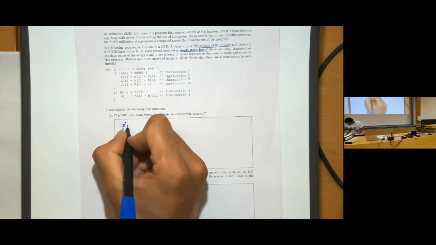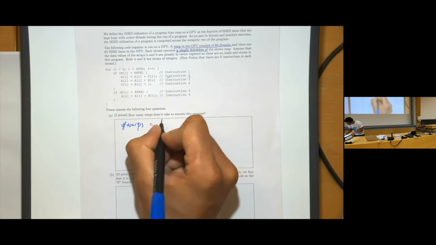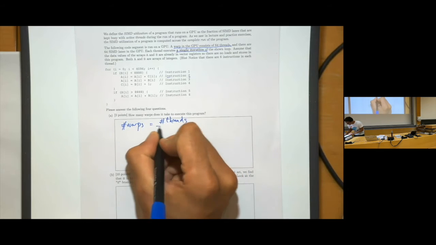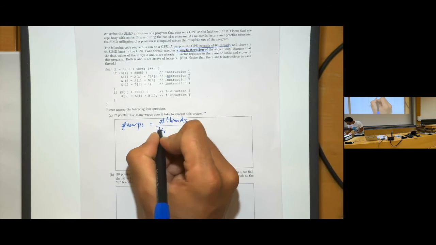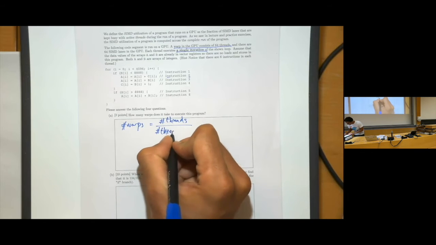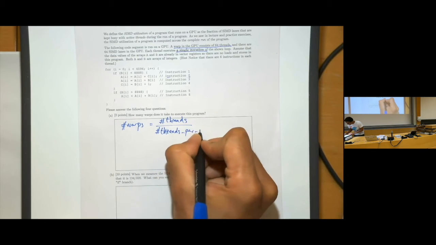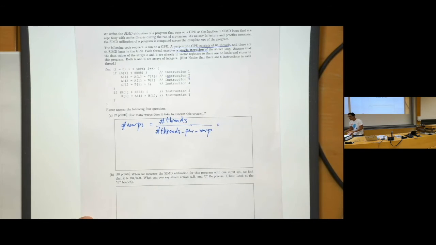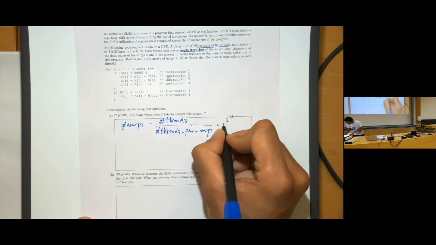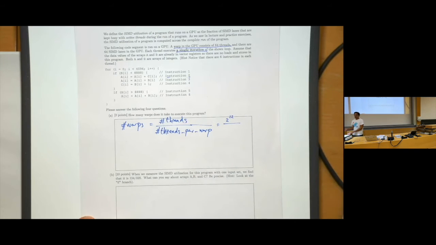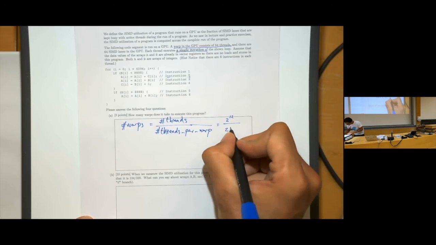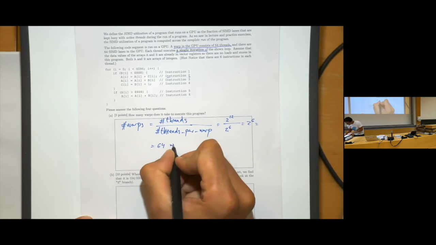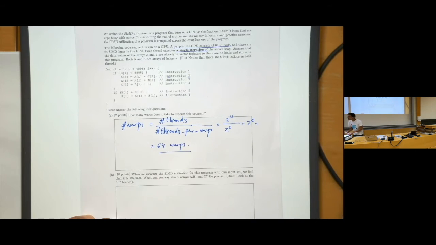So the total number of warps is equal to the total number of threads divided by the number of threads per warp. So this is 4,096, which is 2 to the 12. 64 is the number of threads per warp. That's 2 to the 6. So this means that the result is 2 to the 6. So in total, we need 64 warps to execute this code.